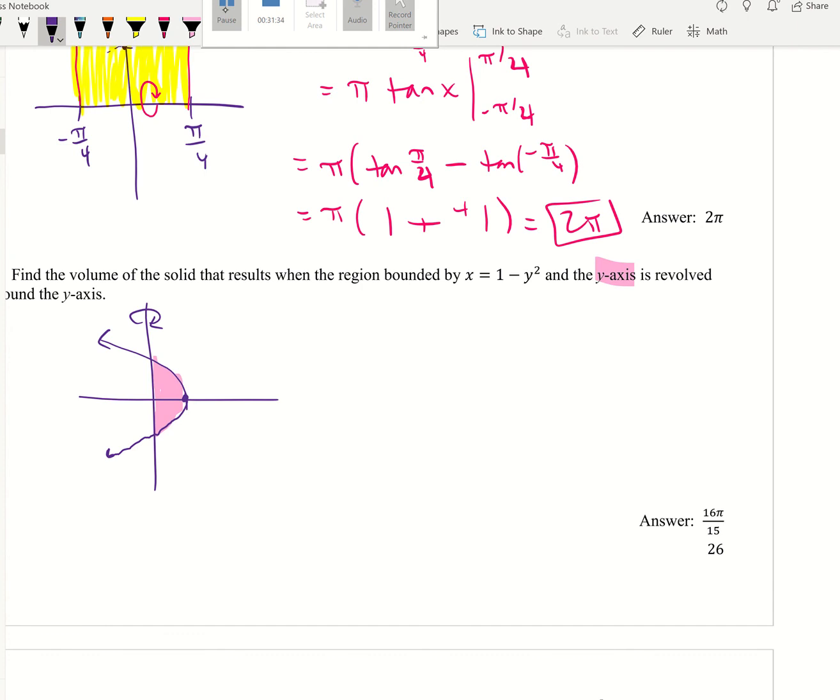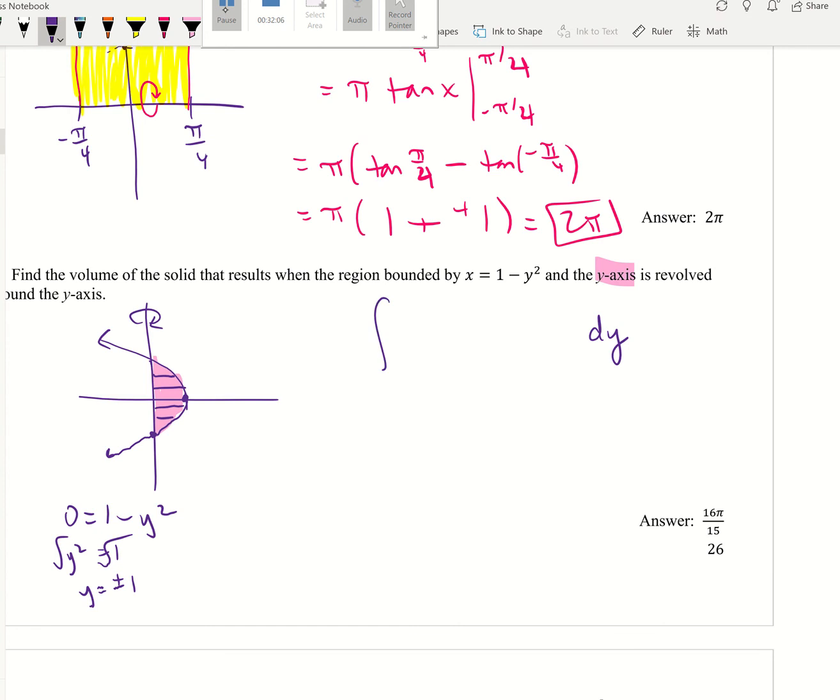So notice how the radii are going to be horizontal slices. So this is going to have to be done dy instead of dx. My equation's already in terms of y, which is kind of nice. If I want to figure out where these heights are, I can take this and set it equal to when x is 0, because that's where that would be on that axis. And so y squared is 1 and y is plus or minus 1 when I square root both sides.